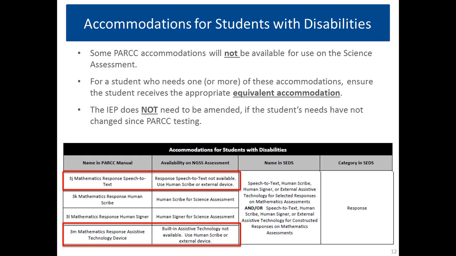Now you can see in SEDS, when you document it in SEDS, it is a little more broad. It has sort of a running list of the different modalities of the same type of accommodation. So you do not need to amend the IEP. If they got text-to-speech on the PARCC and now they're going to get a human reader on science, you do not need to amend the IEP because it's the same type of accommodation. It's not changing fundamentally what the student is receiving.